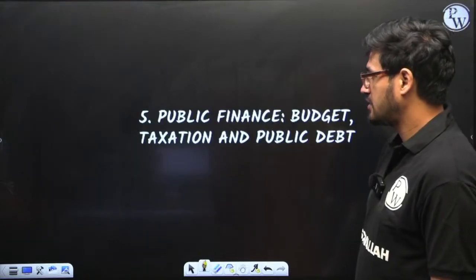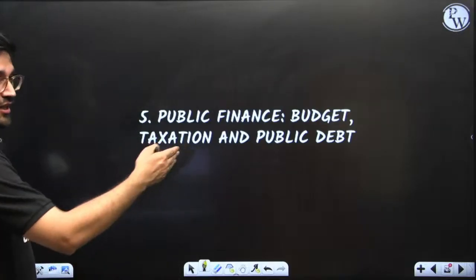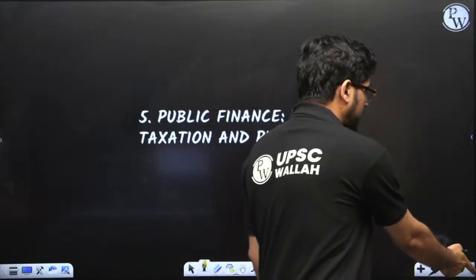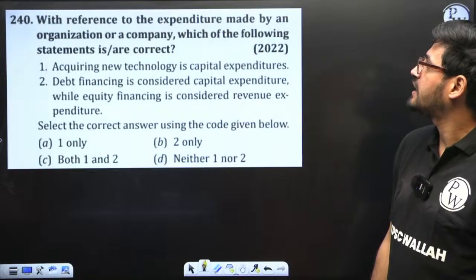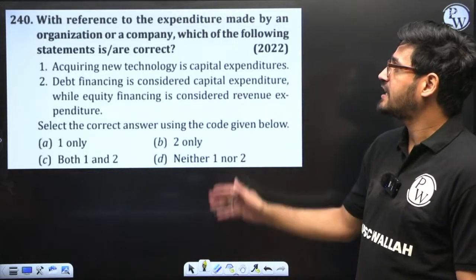Next questions will be a set of questions on public finance, which is budget, taxation, as well as public debt. Let's take up this category now. First one says, with reference to the expenditure made by an organization or a company, which of the following statements are correct?